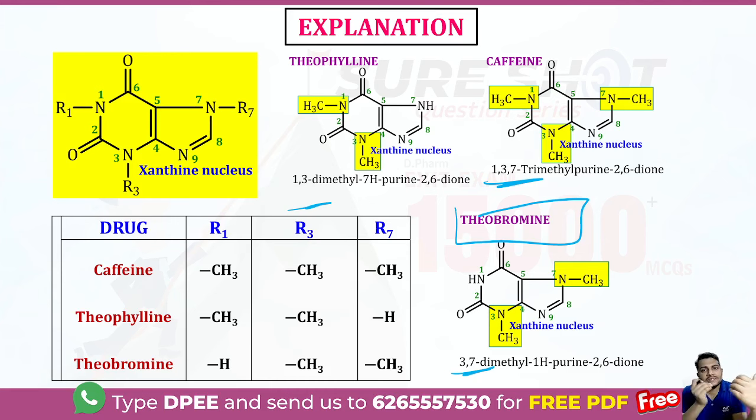So caffeine has the methyl group at the 1st, 3rd and 7th position. Theophylline has only the 1st and 3rd, whereas theobromine has the methyl group at the 3rd and 7th position. There is only hydrogen at the 1st position in theobromine, and there is only hydrogen at the 7th position in case of your theophylline.